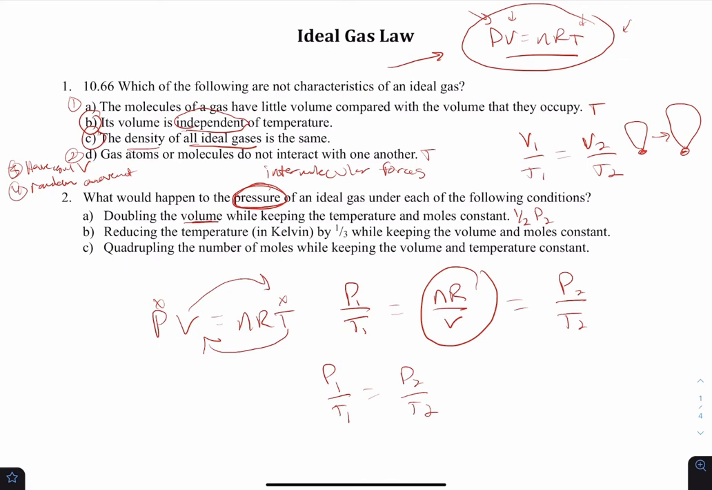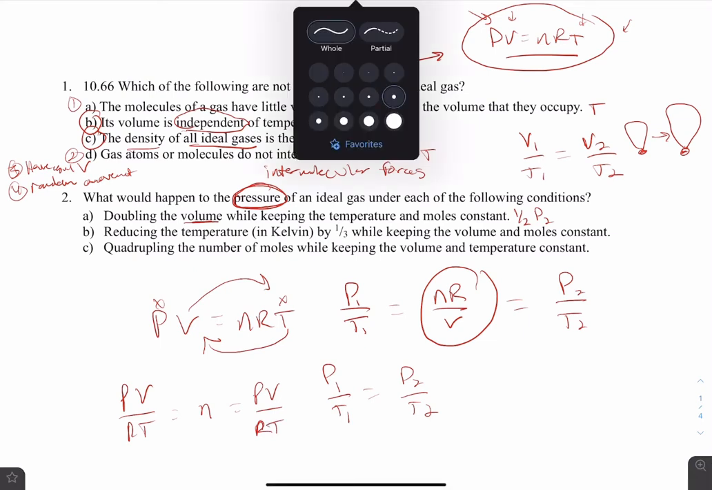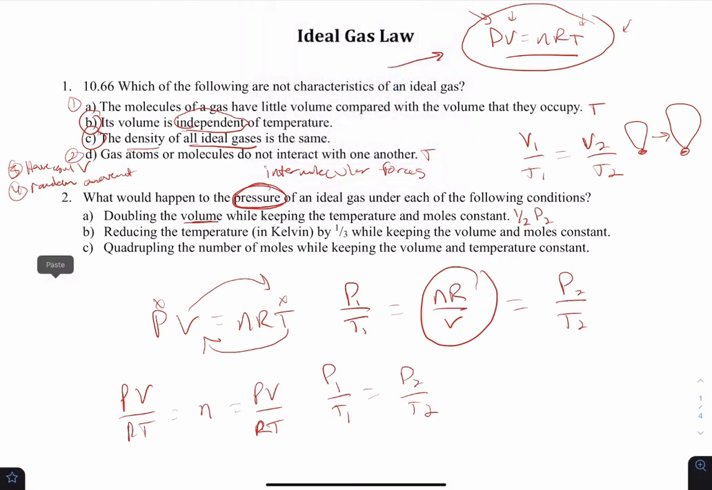But there are going to be versions of this, such as maybe the following. You get PV over RT is equal to n. That is not necessarily one of the laws that you learn about, but this is definitely one of those situations where using this method could help you figure out changes in gases, in gas laws.